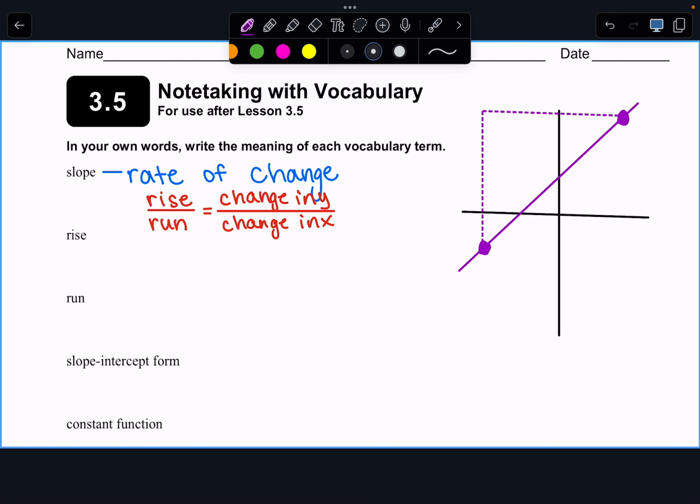Okay, so here I have two coordinates. If I want to calculate the slope, this is what we call the rise. How far do we travel up or down? And then our run is how far do we walk to the right.